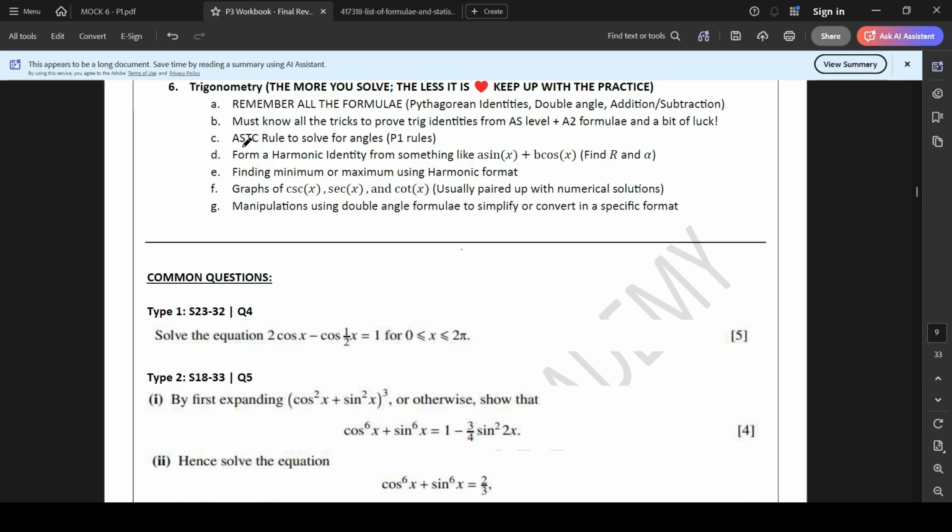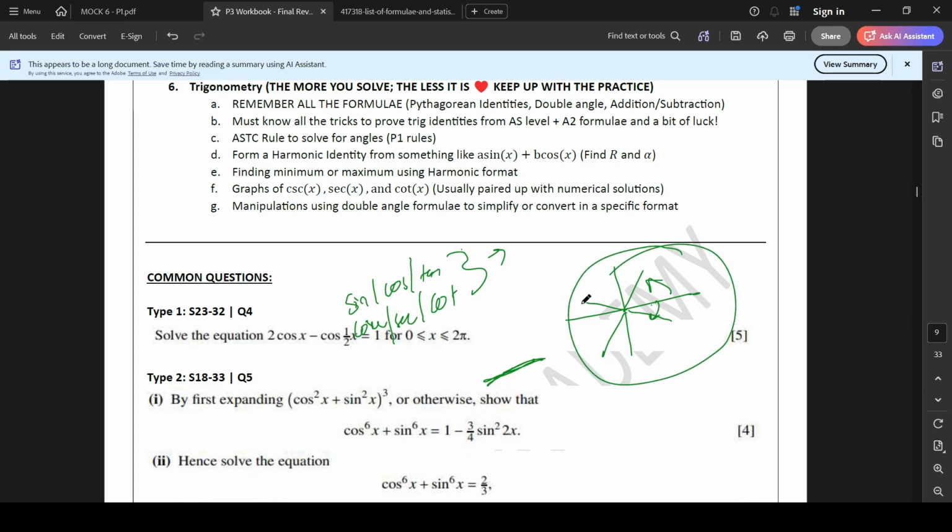Now you should also be aware of the ASTC rule from your AS level, for your sine, cos, tan, or also for your A2 level, it could be, let's say, cosec, sec, cot. Whatever trigonometry ratio is given to you, you should know which quadrant you are in. And then from that quadrant, depending on the domain, are you going in the clockwise direction or anti-clockwise direction, and how many times you're going to revolve around the ASTC diagram. If you're aware of all these things, then solving for theta becomes very easy.